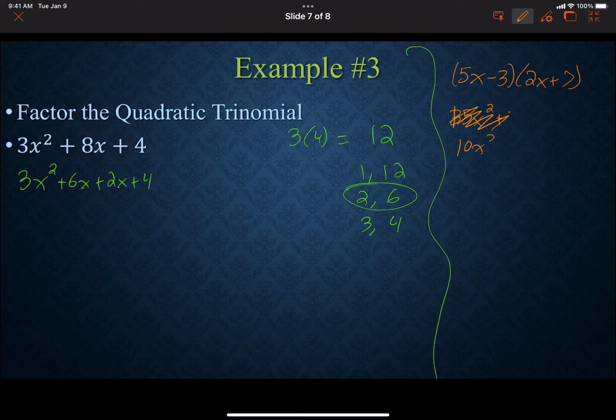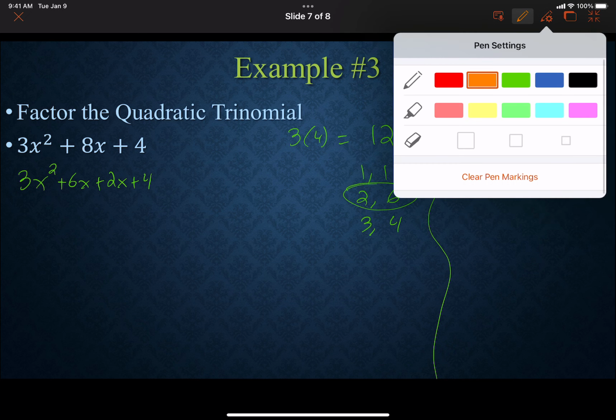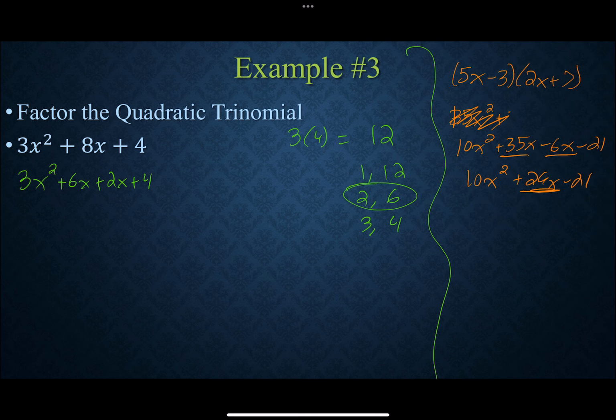So we'd have 10x squared plus 35x minus 6x minus 21, which then combine to be the three-term trinomial. So what we're doing is we're trying to reverse it, taking the middle term and splitting it back into what it combined from. And that's how we got the 6 and the 2. Again, we're doing that by taking the first term 3 times the last term 4, and the factors of that are how we're splitting that middle term.